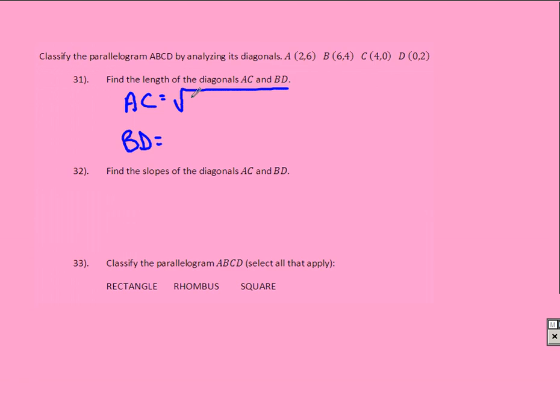For AC, if I subtract the x's, I'll get 4 minus 2 and square it. Subtract the y's, I should get 0 minus 6 and square it. So this is the square root of, this becomes 2 squared, which is 4. This becomes 6 squared, which is 36. So I should get the square root of 40.